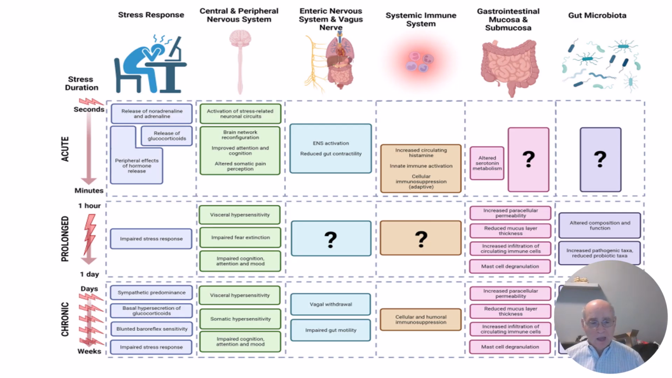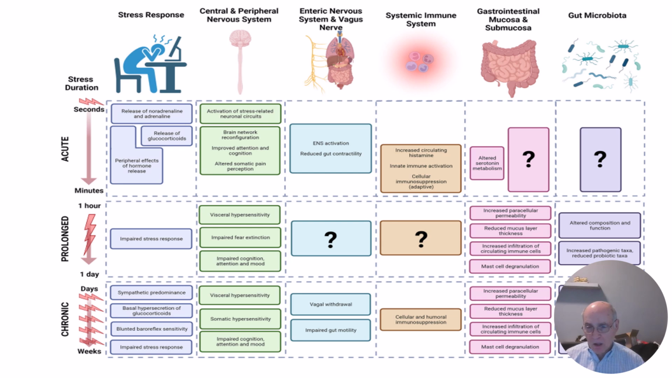This is a slide where you can see various parts of the body: the central and peripheral nervous system, and the enteric nervous system, which is part of what's referred to as the second brain. These are nerves that supply various organs, part of the digestive system, in terms of the small intestine and large intestine.